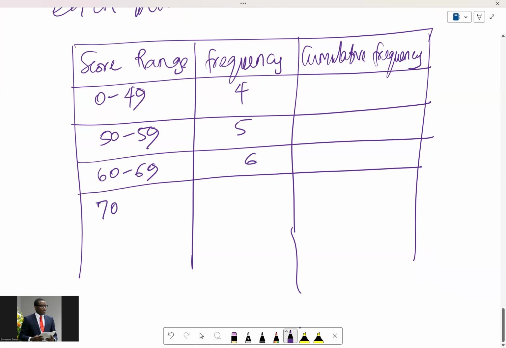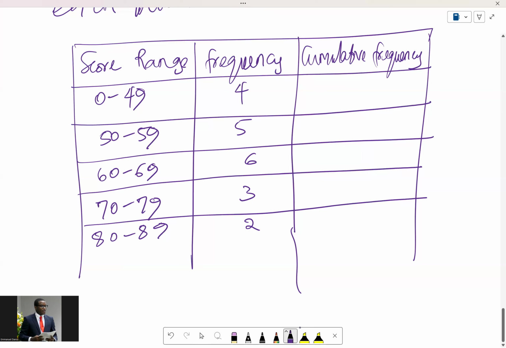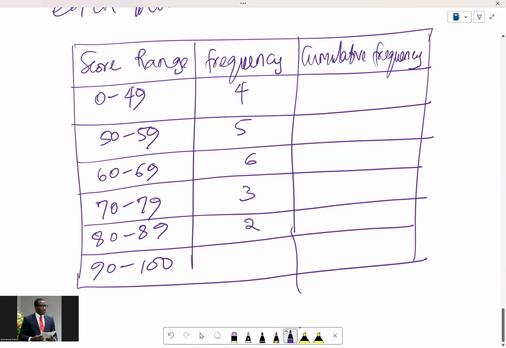Then you have 70 to 79, that is 3. Then you have 80 to 89, which is 2. And then you have 90 to 100, which is 0.